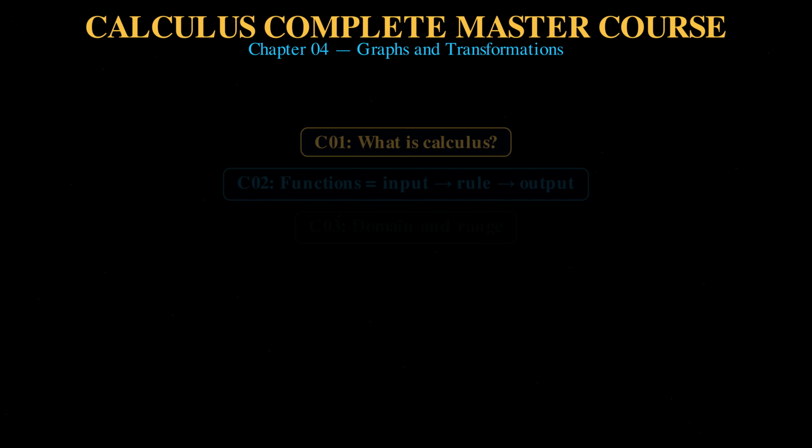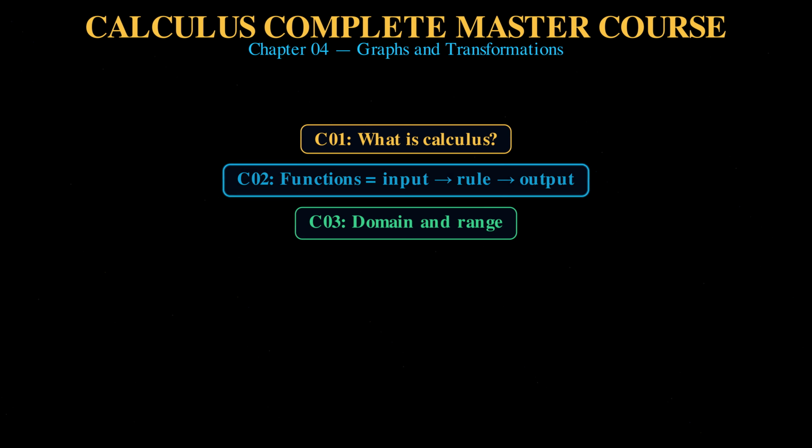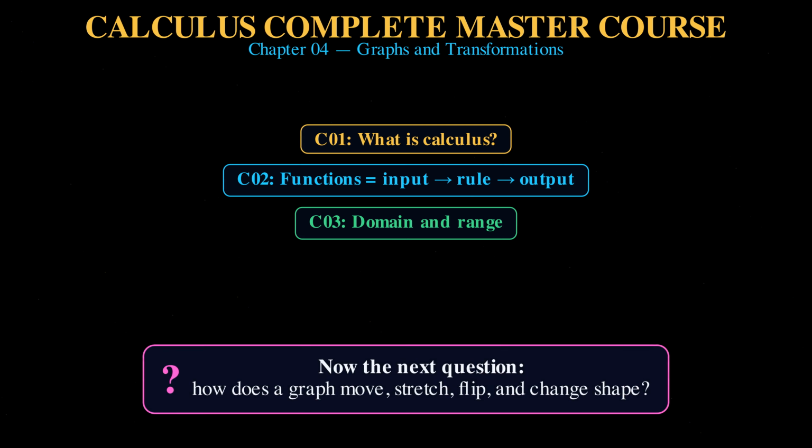Before we begin Chapter 4, let us remember the road so far. Chapter 1 gave us the map of calculus. Chapter 2 introduced functions, input, rule, and output. Chapter 3 taught domain and range, where inputs are allowed and where outputs can go.